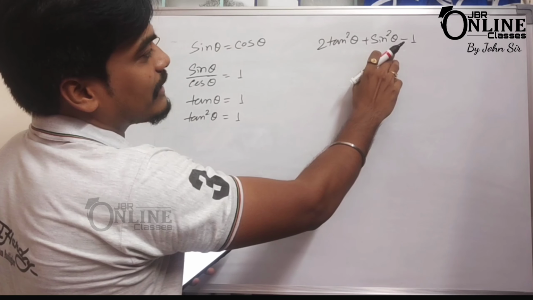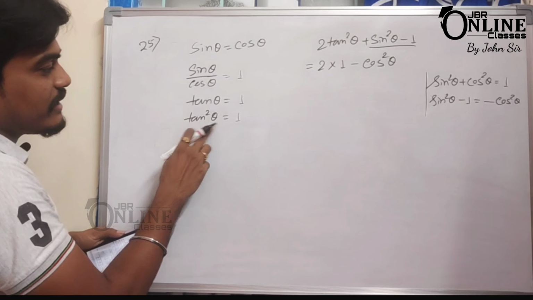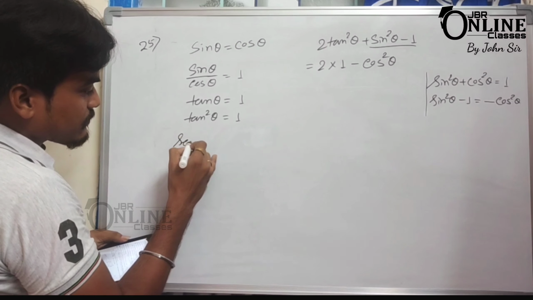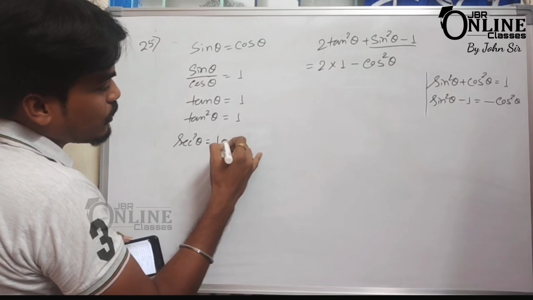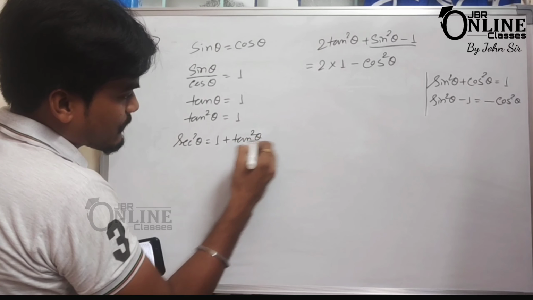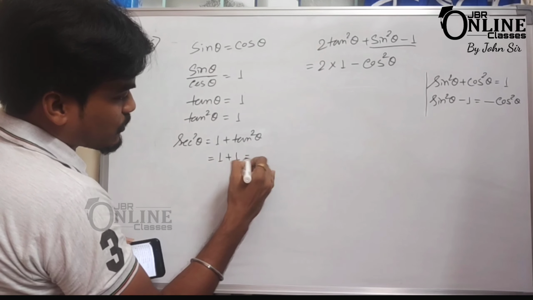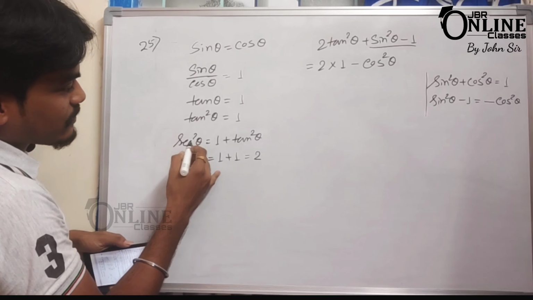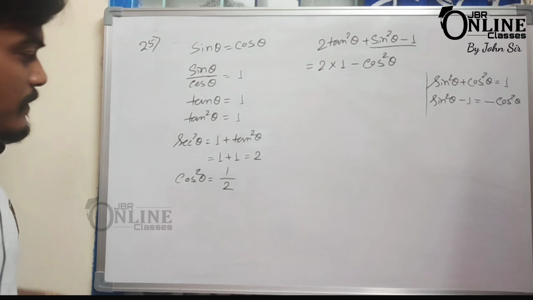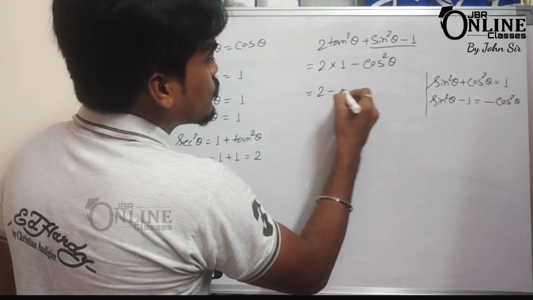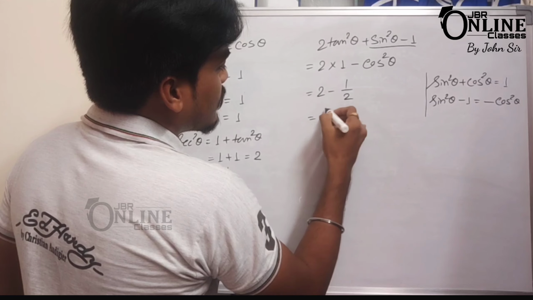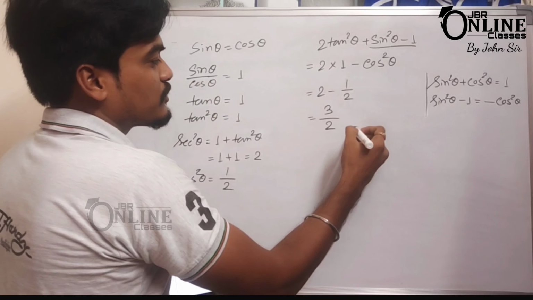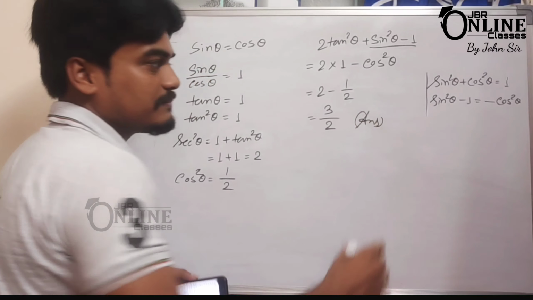Okay, so now we have to find out the value of cos square theta. Okay, as tan square theta equal to 1, then sec square theta equal to 1 plus tan square theta and that equal to 1 plus 1 that equal to 2. So if sec square theta equal to 2, then cos square theta equal to 1 by 2, that equal to half. So just put down the value here, 2 minus half and that equal to 3 by 2. So 3 by 2 is the answer.